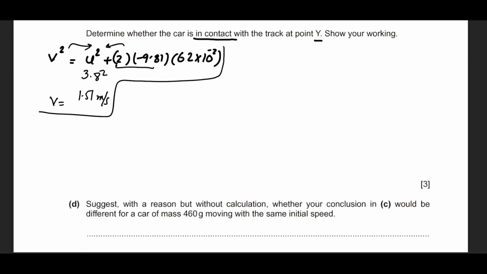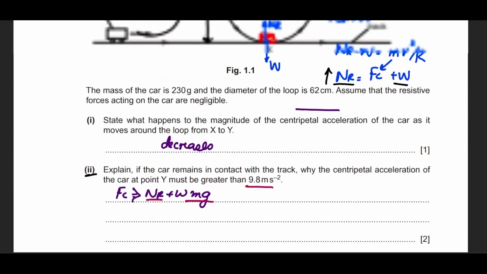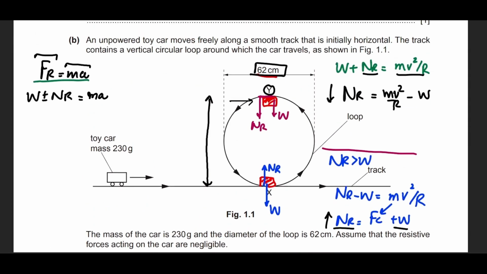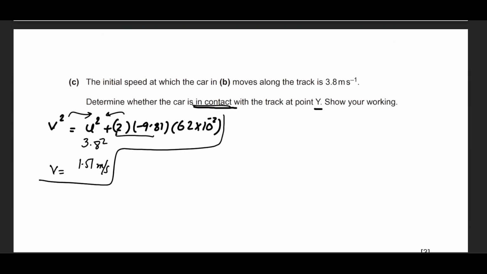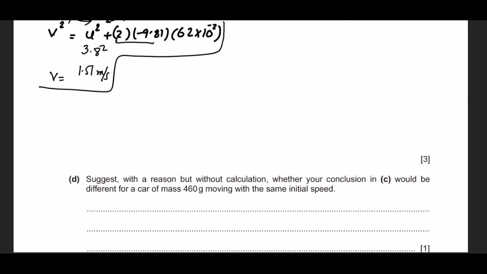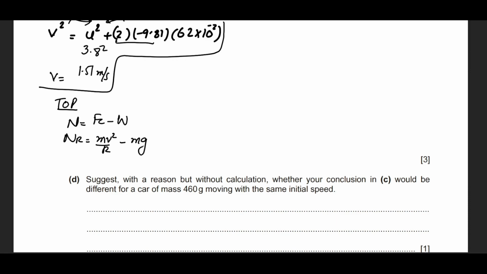Now let's go back to the equation at the top. What's happening at the top? You see, if he says that it maintains contact, for example, that the car is in contact or not, normal reaction may become 0 or should be greater than 0, at least. So let's rewrite the equation for the top part again. When the trolley is at the top, the normal reaction is equal to the centripetal force minus the weight of the object. So normal reaction equals mv square over r minus mg.